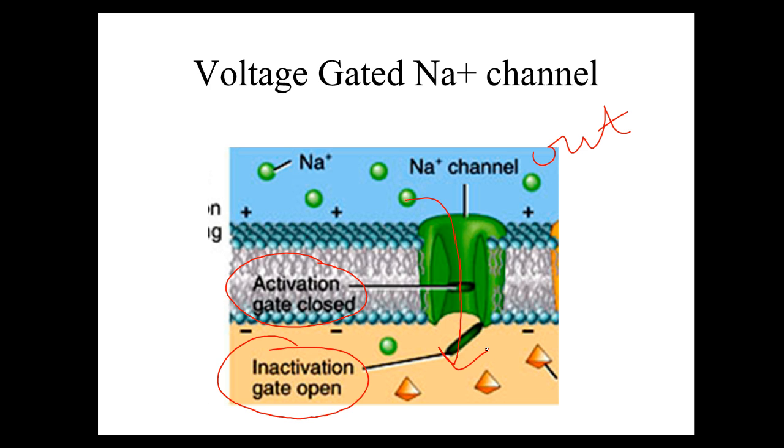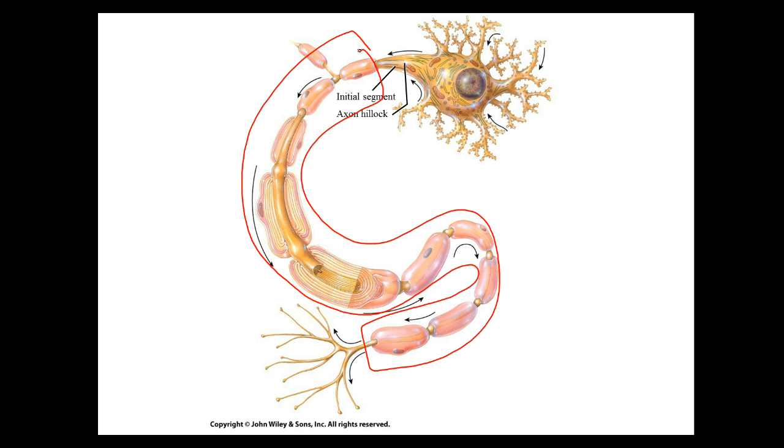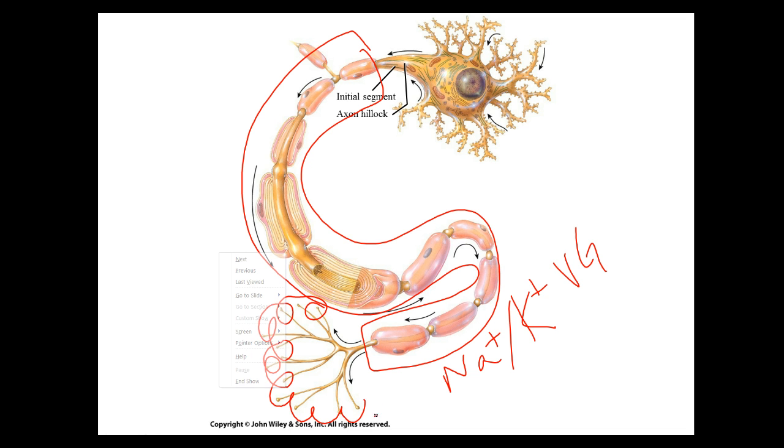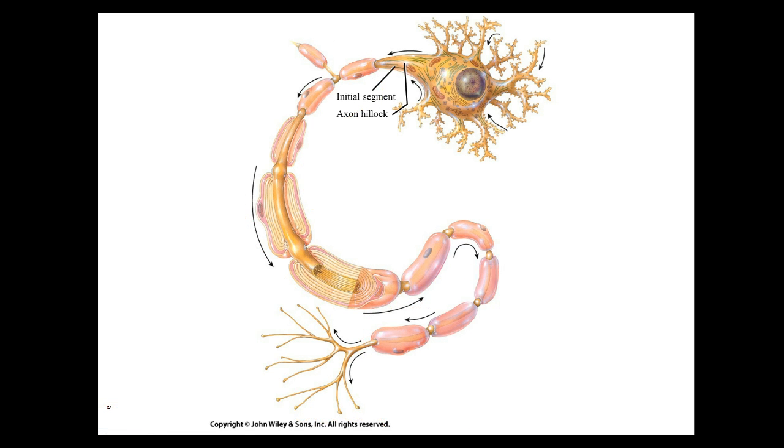Now, there is also a calcium voltage gate. So, over the entire axon, we're going to have sodium and potassium voltage gates. But on just these synaptic end bulbs, we're going to have calcium voltage gates. Calcium voltage gates are going to allow calcium through, and if you remember, calcium is going to be found in higher amounts on the outside.